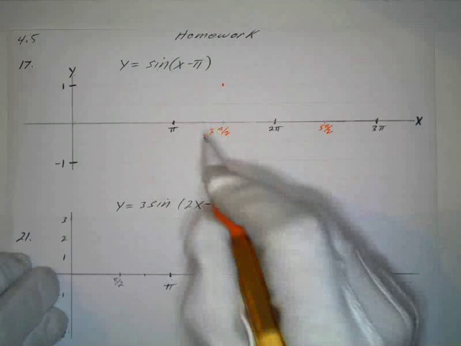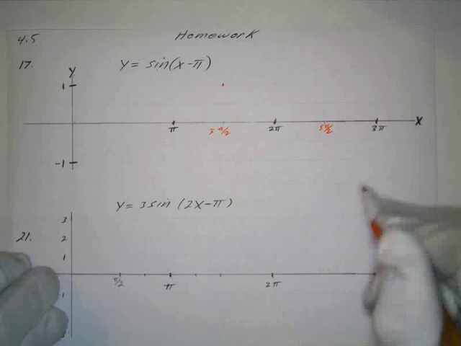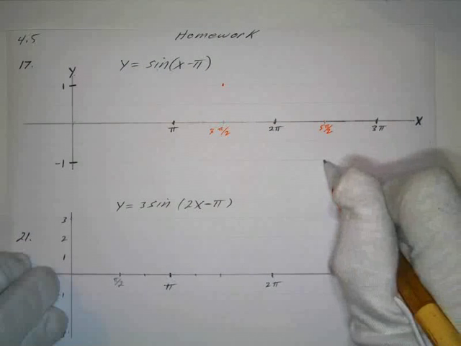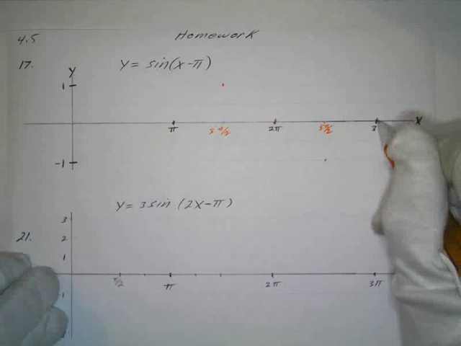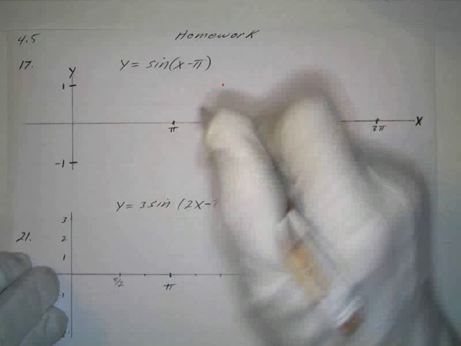So now I've shifted over. So I'm going to go up 1, back to 0. Remember those 5 points we talked about. And then down 1, and back to 0. So there's your graph. And it's just shifted over.